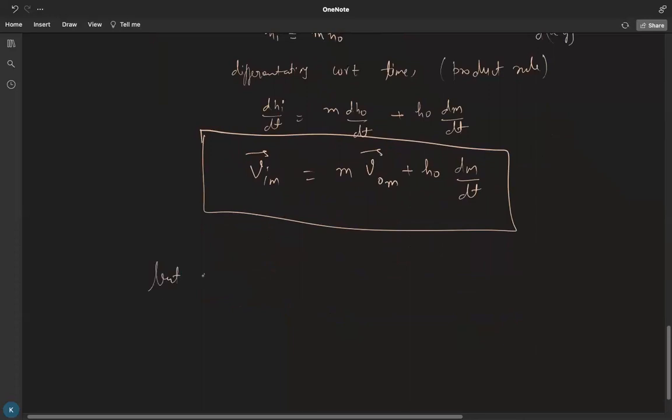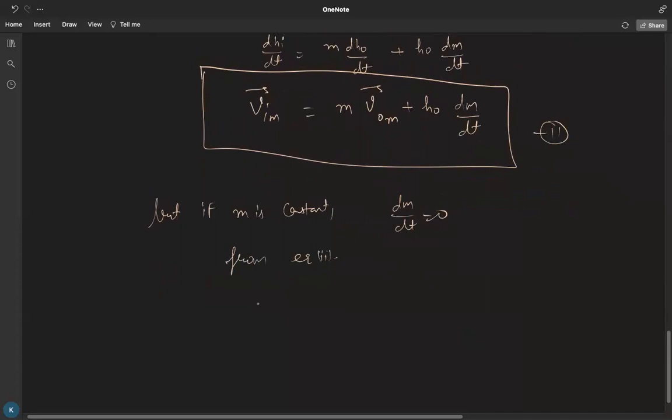But if m is constant, then we get dm by dt equal to 0. Let us call this equation number 2. From equation 2, we get the velocity of the image with respect to the mirror, and this term becomes 0. So we only get m times the velocity of the object with respect to the mirror. I hope this will be clear to all of you, right?